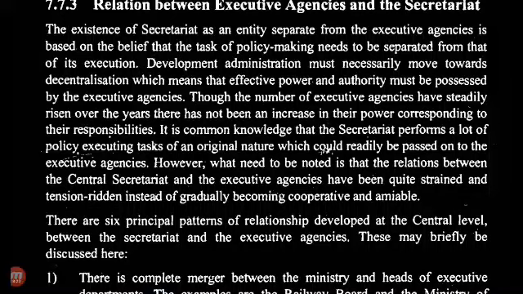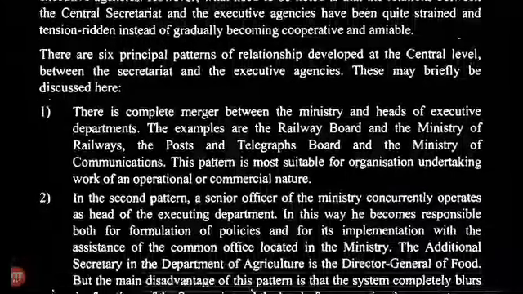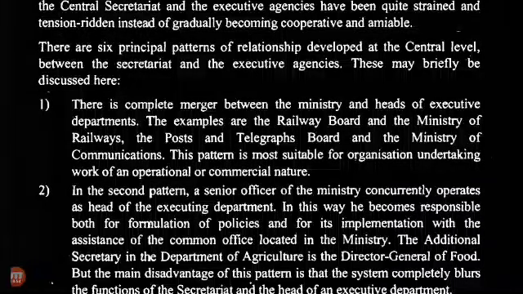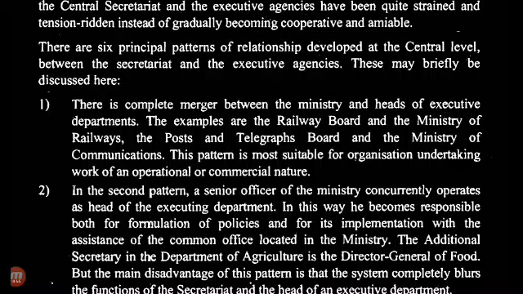It is common knowledge that Secretariat performs a lot of policy executing tasks of an original nature which could readily be passed on to the executive agencies. However, what needs to be noted is that the relations between the Central Secretariat and the executive agencies have been quite strained and tension-ridden instead of gradually becoming cooperative and amiable. There are 6 principal patterns of relationship developed at the central level between the Secretariat and the executive agencies. These may be briefly discussed here.